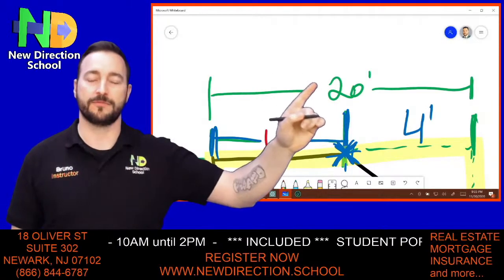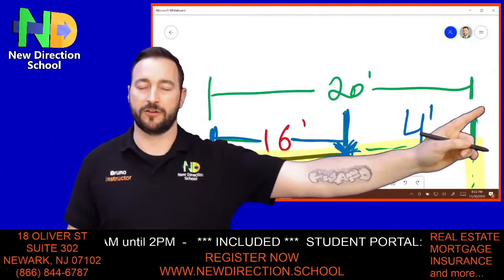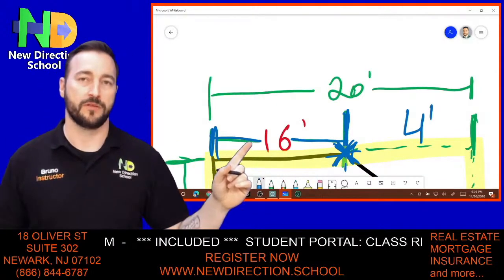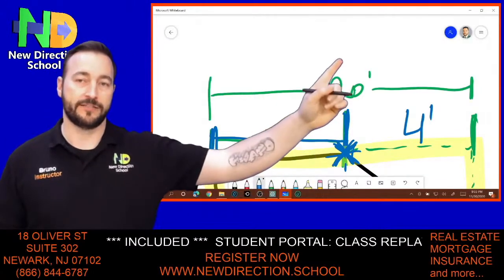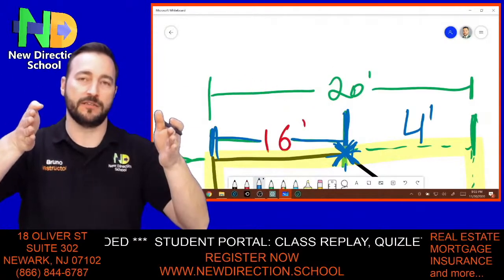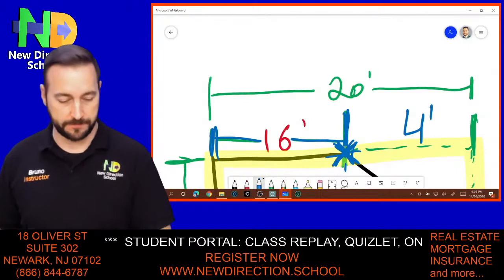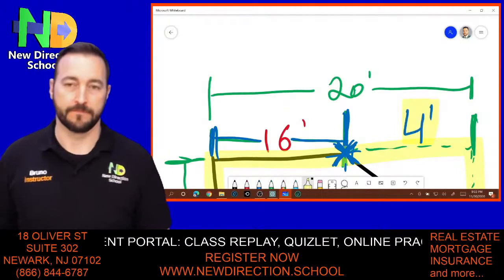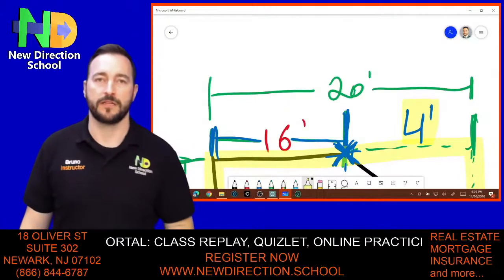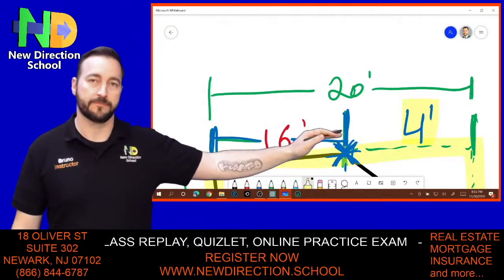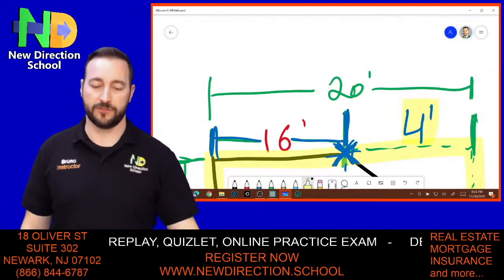So how much is missing in order to get all the way to the end? Well, if we got 16, then it's 20, like it would have been the whole thing, minus the 16. How much is left? What is missing? This is how much is missing. 4. That's how much it was missing to complete the 20, the whole length. Okay? So that's how we got to the 4.